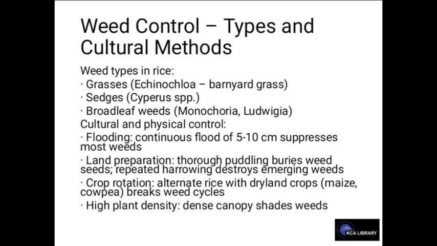Continuous flooding with 5 to 10 centimeters of water suppresses most weeds. Thorough puddling buries weed seed, and repeated harrowing destroys emerging weeds. Crop rotation, alternating rice with maize or cowpeas, breaks the weed cycle, and high plant density creates a dense canopy that shades out weeds. Use all these tools before reaching for herbicide.